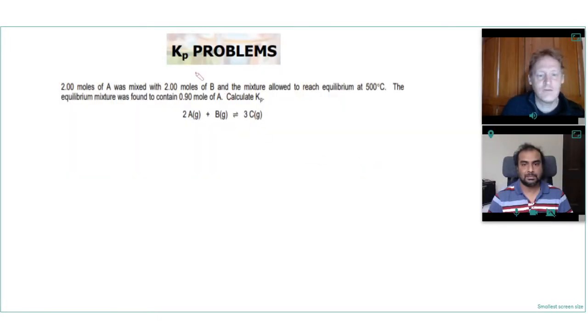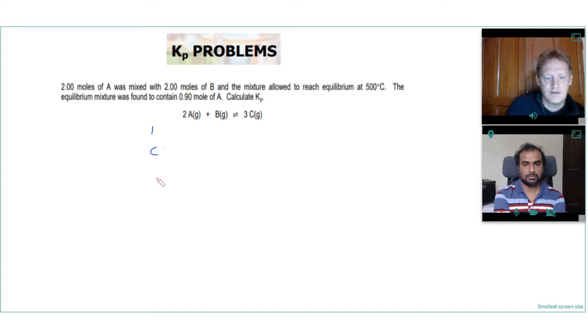Okay, so today we're going to have a look at Kp problems. So Kp is the equilibrium constant when we're looking at gases, as opposed to Kc when we can be looking at gases or liquids and we're calculating concentrations. Here we're going to be calculating partial pressures. So we follow the same method we've used for Kc, which we've looked at before, using the ICE method.